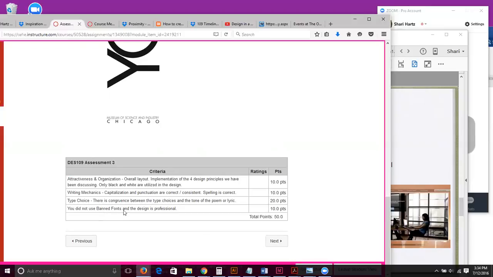You do not use banned fonts. I probably will change that one. The ones that Shell says she bans are Times New Roman and, I don't remember the other one, Papyrus or Helvetica, Comic Sans. Comic Sans. So she doesn't like those.